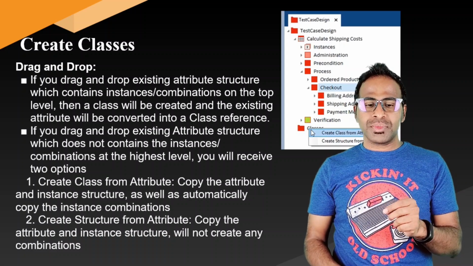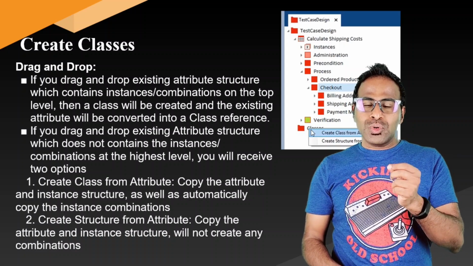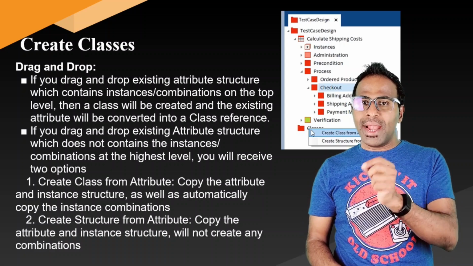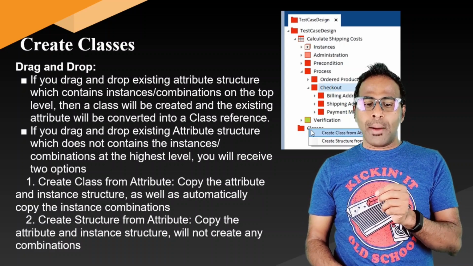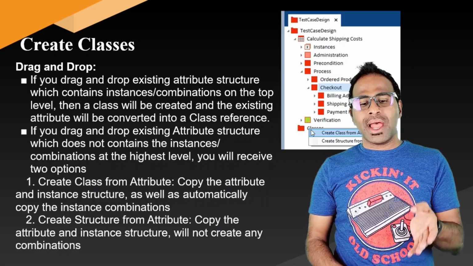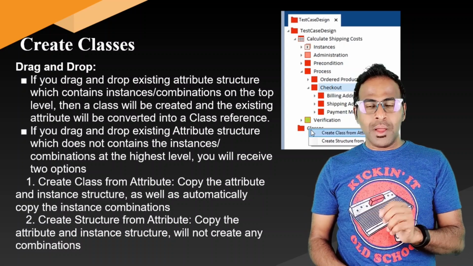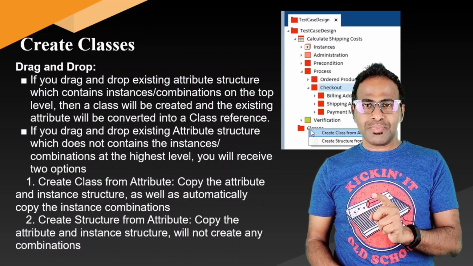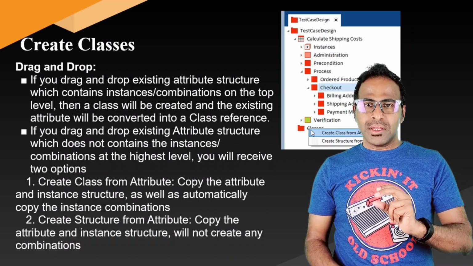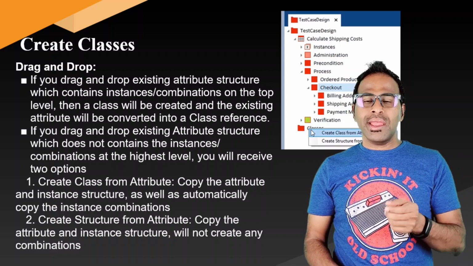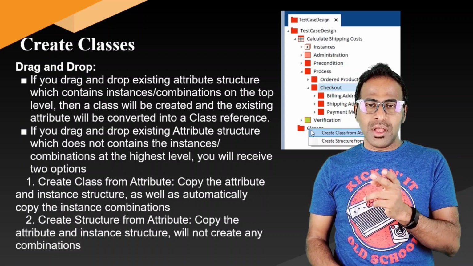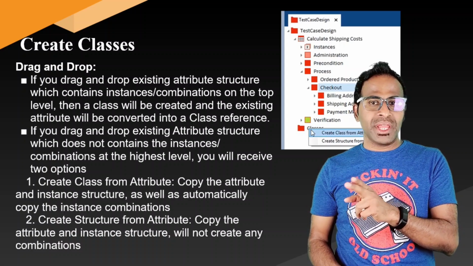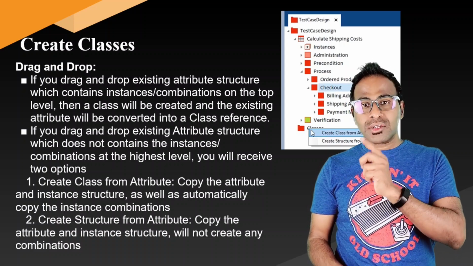Okay, that is the first option. The second option is create structure from attribute, which copies the attribute and instance structure but will not copy the combinations. So these two options will be given to you if you are dragging and dropping your existing attribute where instances and combinations are not at the top level.